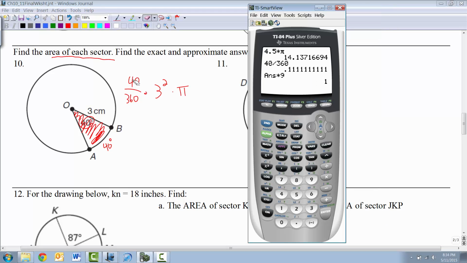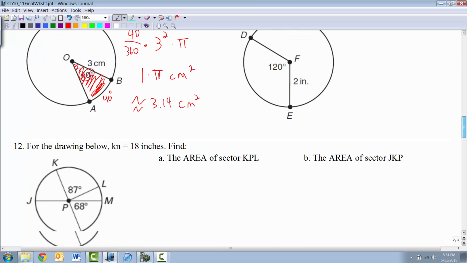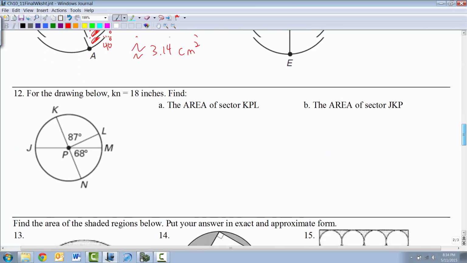I forgot 9 times 40 is 360. 360 times 360 is 1. This ends up being 1 pi, sorry for my ugly pi there, centimeters squared, which would approximately be 3.14 centimeters squared. Okay?